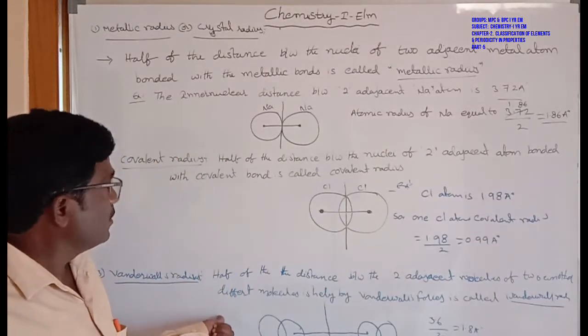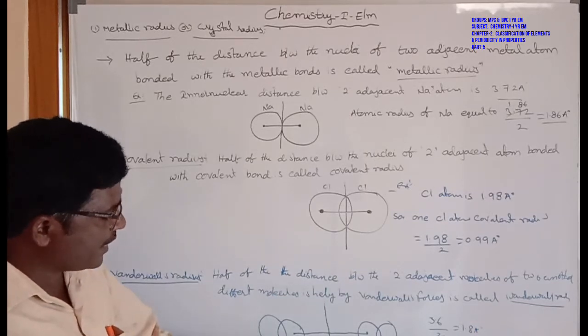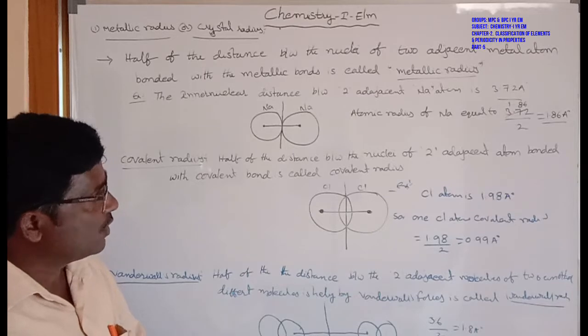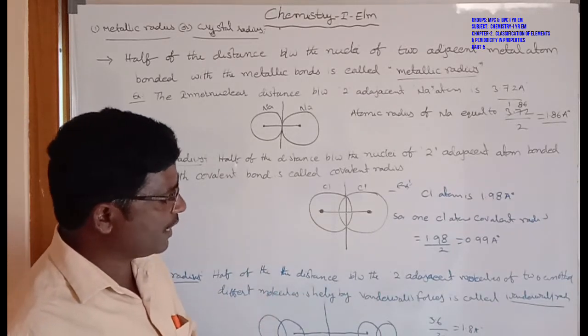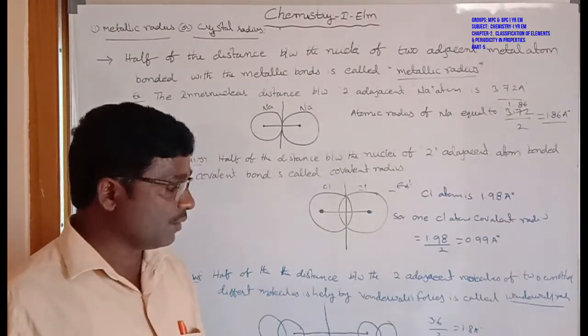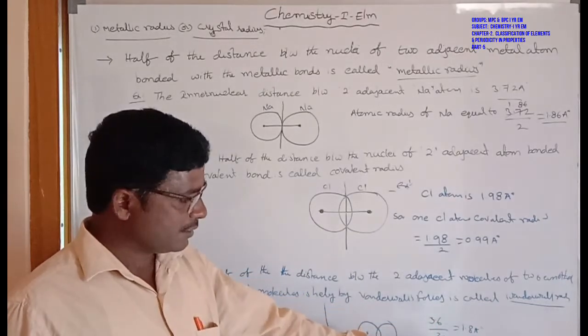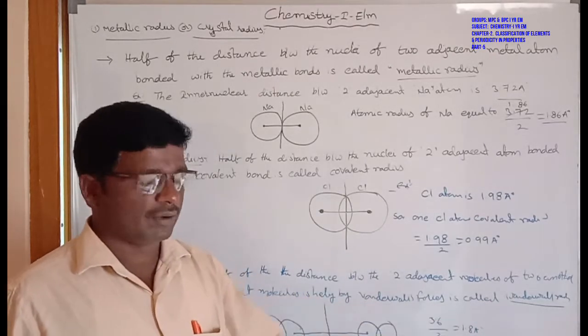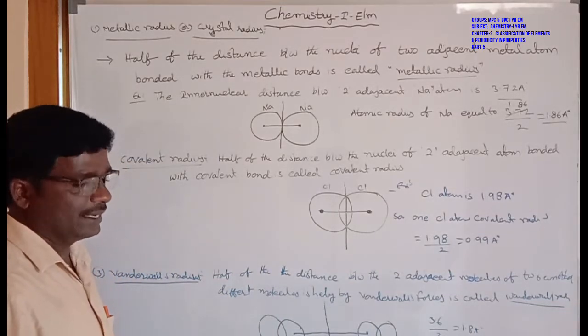Example: the internuclear distance between the two adjacent chlorine molecules is 3.6 angstroms. So the van der Waals radius of one chlorine molecule is 3.6 divided by 2, which is equal to 1.8 angstroms. That is the van der Waals radius.